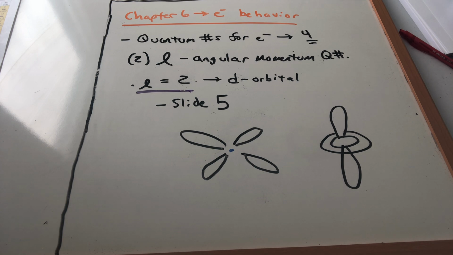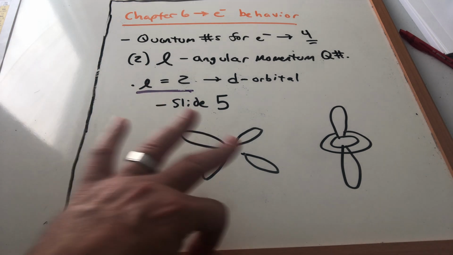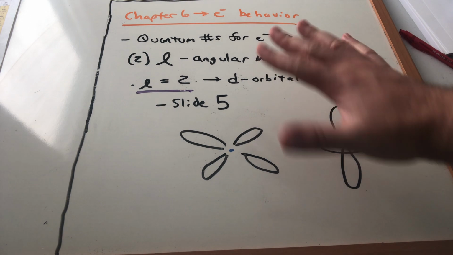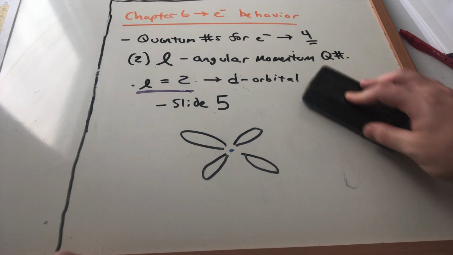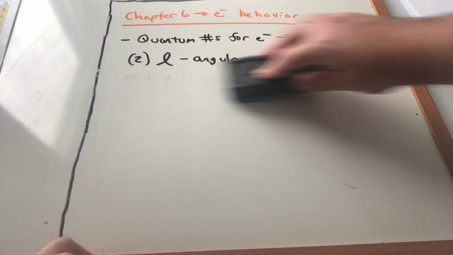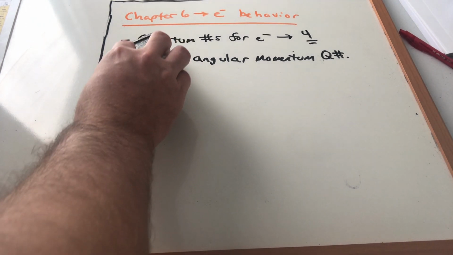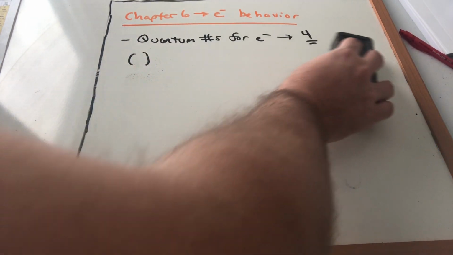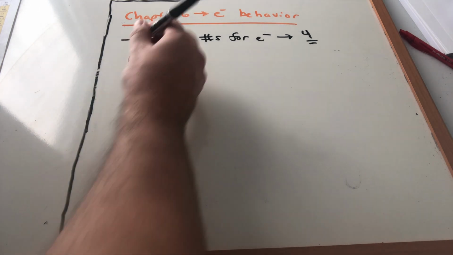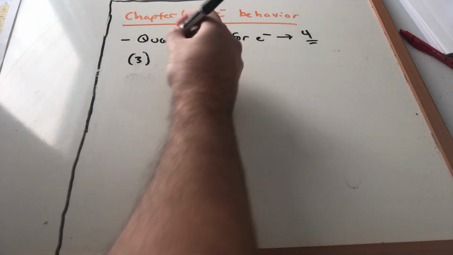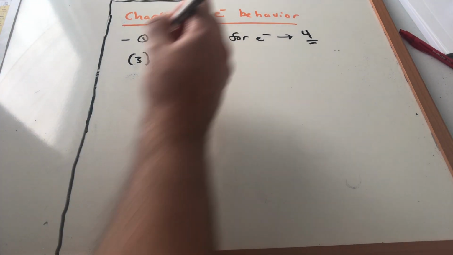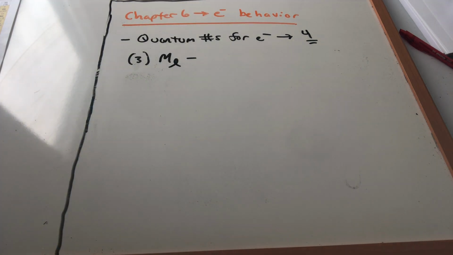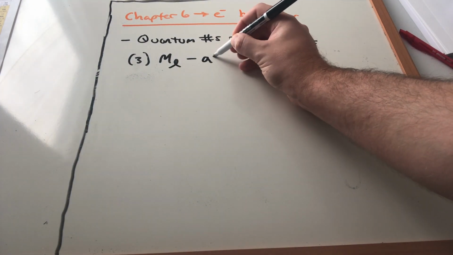So why does an s orbital show up as one shape, a p orbital show up as 3 shapes, and a d orbital show up as 5 shapes? That is all based off of the next quantum number, which is our third quantum number. And this is m sub L, known as the azimuthal quantum number.